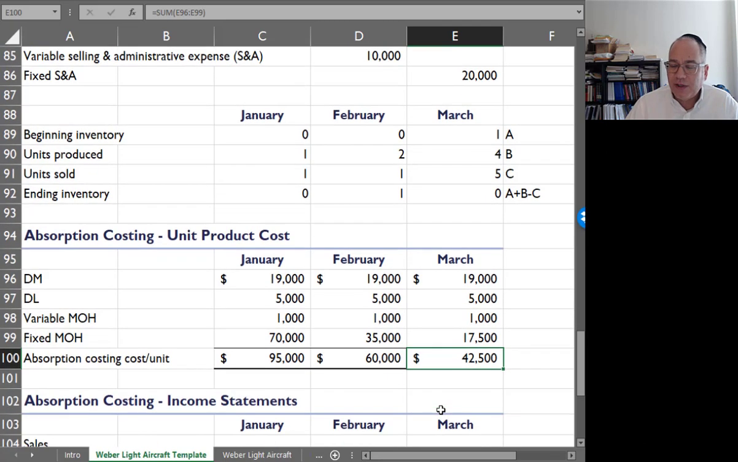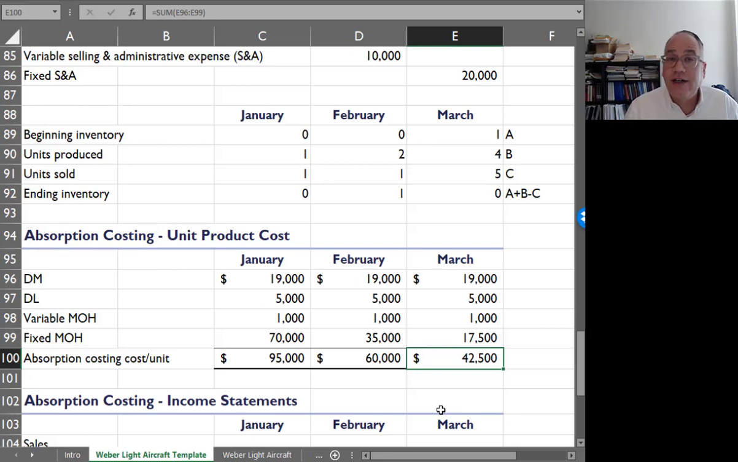So my March cost per unit was only $42,500. You see what's wrong here is that whether I produce a lot of units or a little, fixed cost doesn't change. So the more units I produce, the lower the fixed cost per unit and the lower the overall cost per unit. The units produced in January, February, and March are probably identical. And yet the cost is very, very different because of absorption costing and the weird thing that absorption costing does.